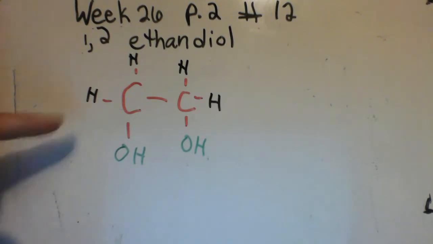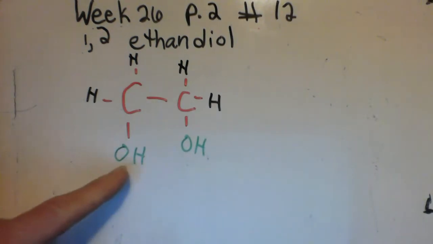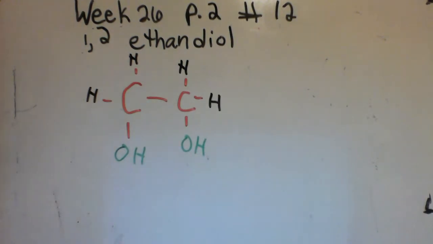So the next thing the textbook asks is what type of alcohol is it? And anything that says diol at the end is a diol. That means it has two hydroxides attached to it.